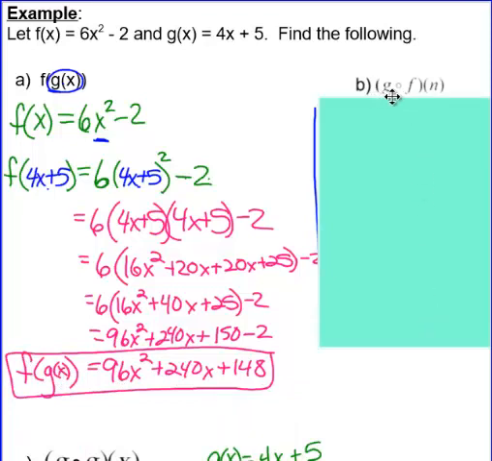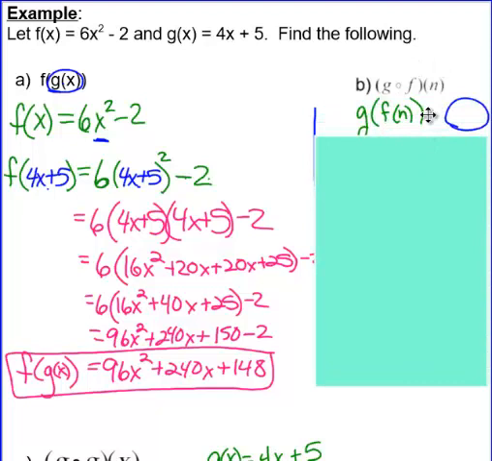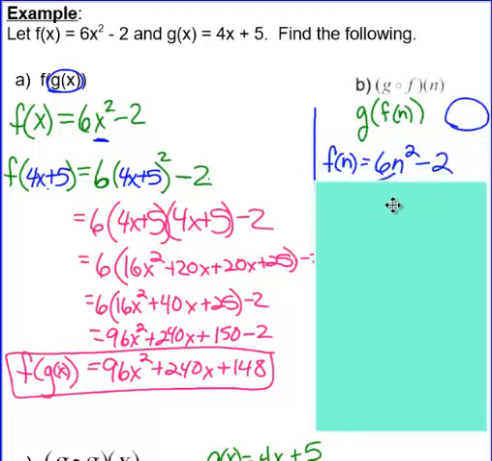Here I have g of f of n. So the first thing I want to do is plug the n into the f function. Okay, so this is what it looks like. I just did it another way. We're going to do the n in the f function first, so that the g composed with f of n means g of f of n. So the n has to go into the f function, so I do that first.